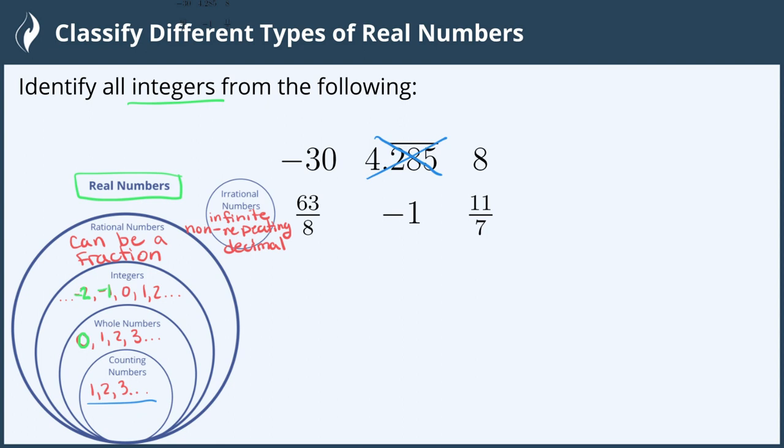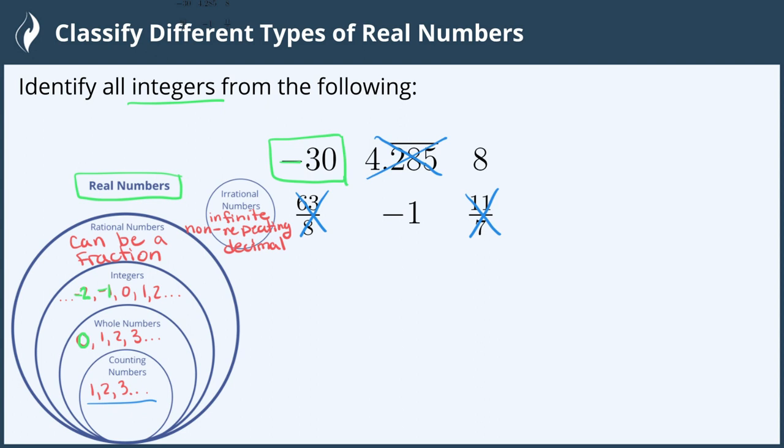The fraction 63/8 is also a fraction, so that's a rational number, and I see one more fraction, so I can get rid of that one as well. Now let's look at the last remaining 3 here and see if they fall within the integers. Integers can include negative numbers, and this is negative, and it is a whole number in the sense that it is not a fraction, so negative 30 is an integer.